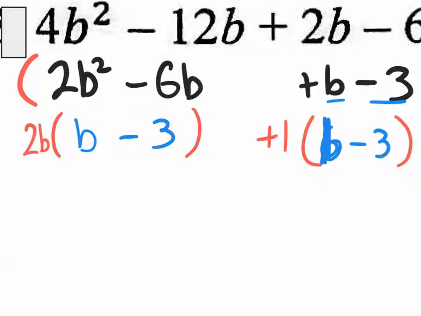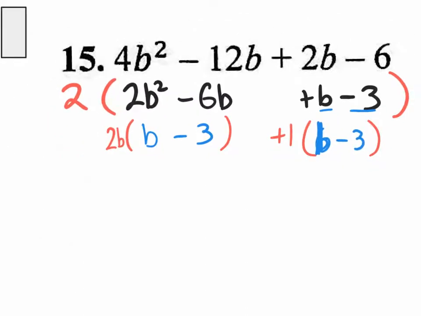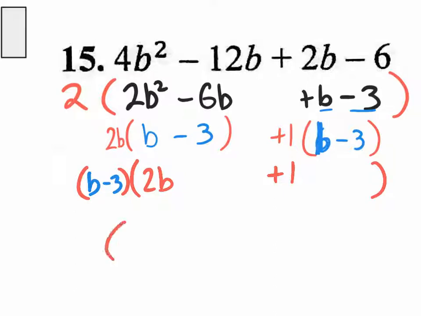And as you could see, it's the same exact binomial, right? I have the b minus 3 here, the b minus 3 there. So I'm going to take a step back, and I am going to pull that b minus 3 out into the front. And if I did pull out that b minus 3, what would be left on the inside of the parentheses? The 2b and the plus 1. So the answer is going to be the b minus 3 and the 2b plus 1.